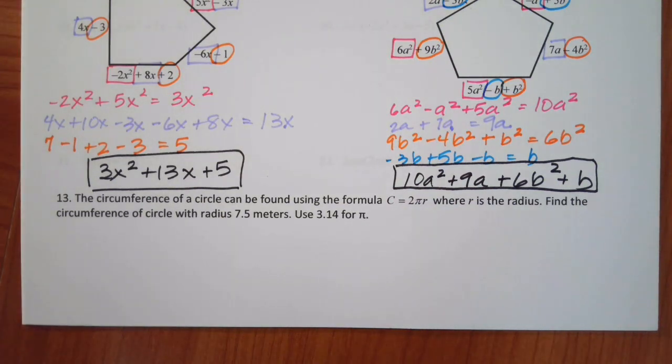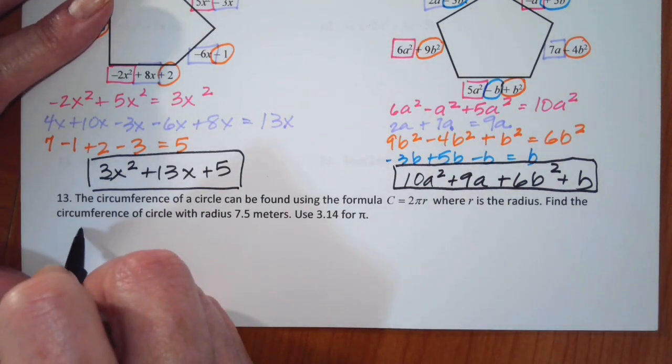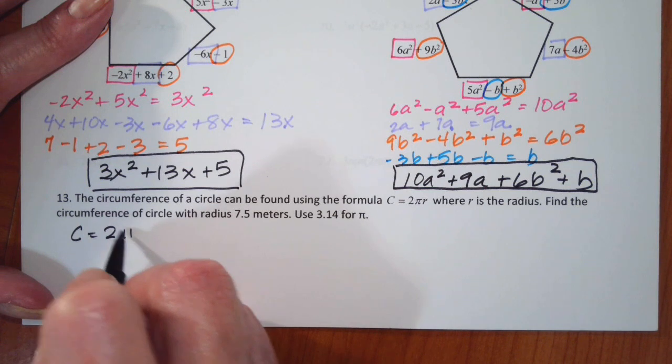Okay, let's continue on with the review. The circumference of a circle can be found using the formula c equals 2 pi r, where r is the radius. Find the circumference of a circle with a radius of 7.5 meters and use 3.14 for pi. Okay, so I'm going to use c is equal to 2 pi r.